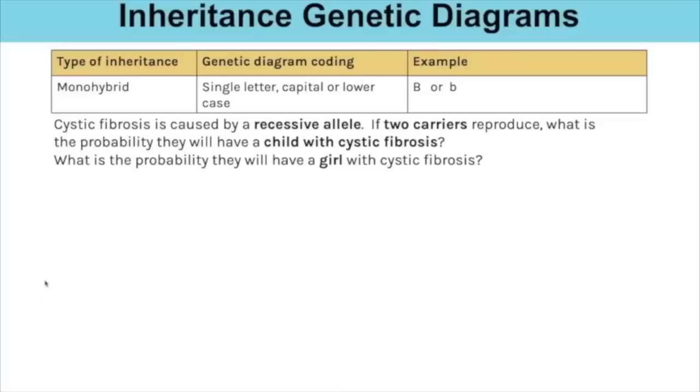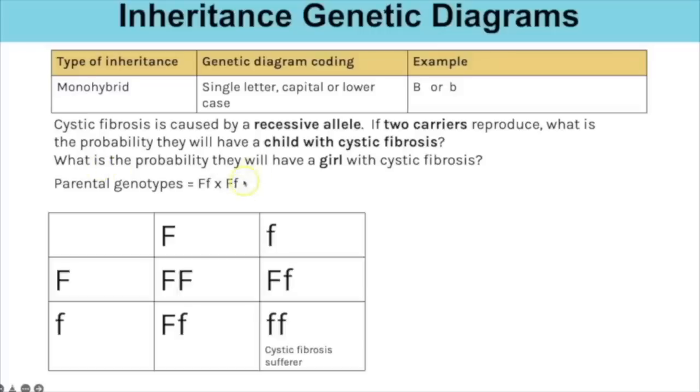So now for the examples. So we're starting off with a simple monohybrid example where we're looking at the inheritance of cystic fibrosis, which is caused by a recessive allele. And we're told in this question that we have two parents that are heterozygous, so we can see that represented here. And we're being asked what is the probability they will have a girl with cystic fibrosis. Now don't be thrown, this is not a sex-linked gene, but they still want you to work out the probability of, first of all, whether the child will have cystic fibrosis.